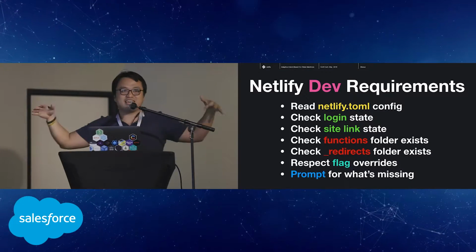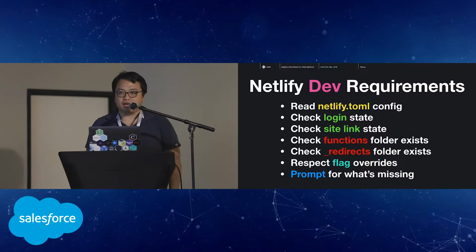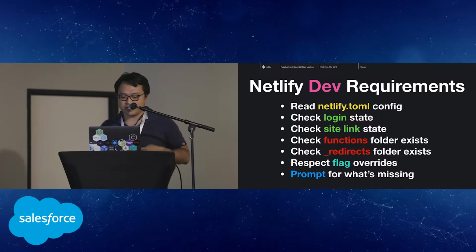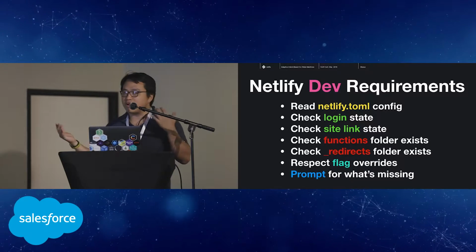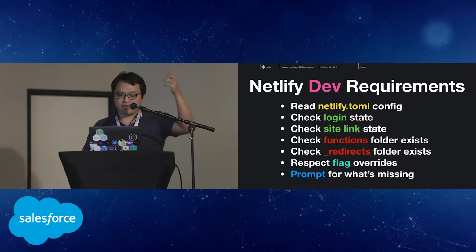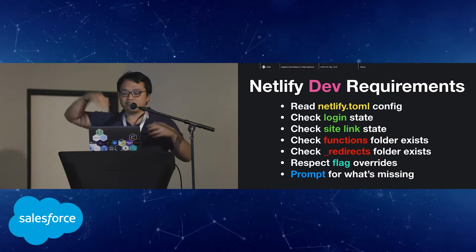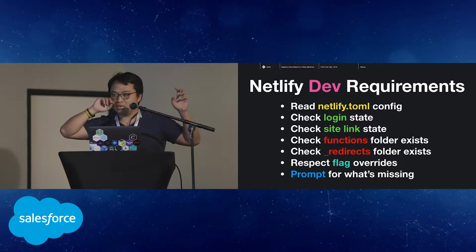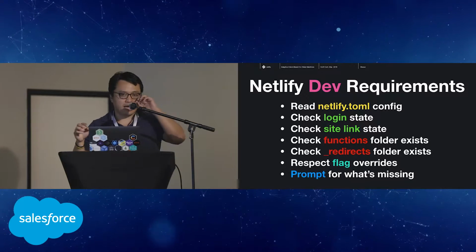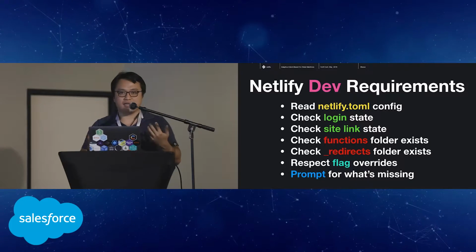Now we're going to get technical, and that was all introductory context into what I faced as I took over this project. Some of the requirements that we ran into were reading config, checking state, checking for folder existence, respecting flag overrides of every single one of those, and prompting for what's missing. Everyone here, if you're working on a CLI, has run into some version of this, and you implement it inconsistently at best.